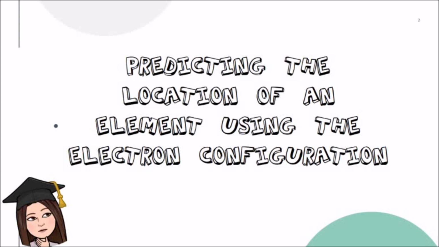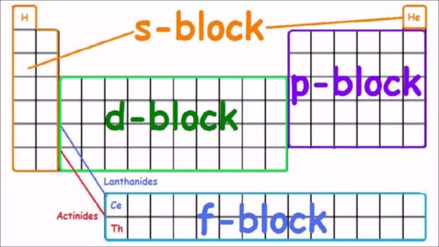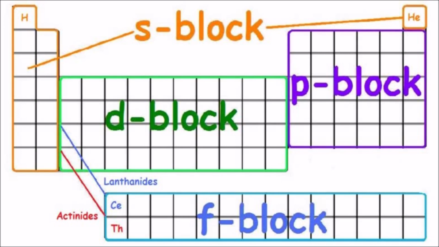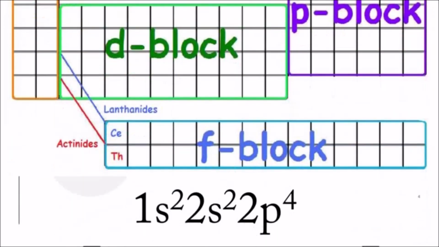So before we start, I would like you to be familiarized with these positions. I would like you to memorize the location of the S, P, D, and F block in the periodic table of elements. You are welcome to pause this video as you familiarize and memorize the location of each block. I hope you're now ready because we're about to start with our first example.